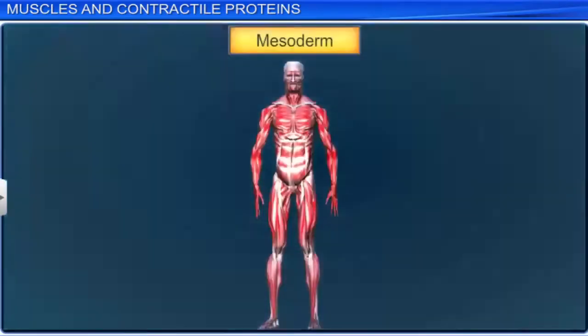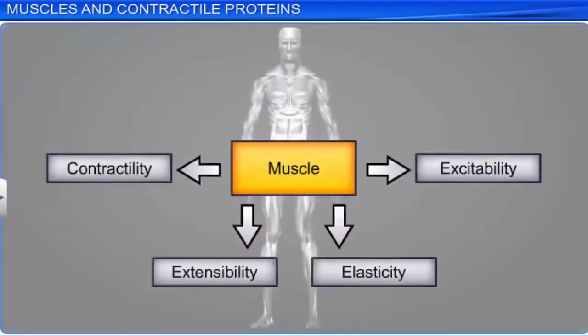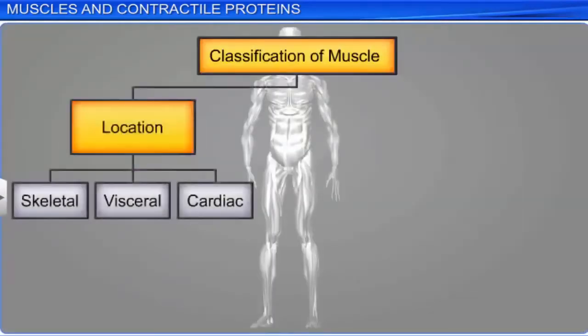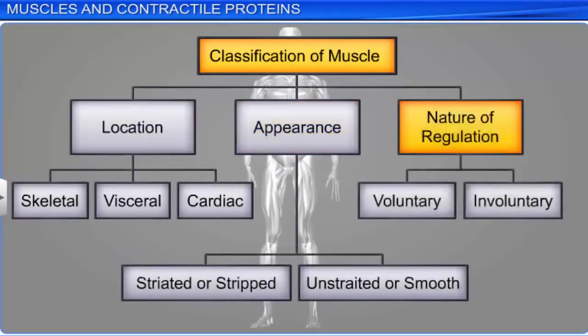Muscle is a specialized tissue that originates in the mesoderm. Interestingly, it is the only tissue in your body that has special properties like contractility, extensibility, elasticity, and excitability. Muscles can be classified based on their location, appearance, and nature of regulation of their activities.